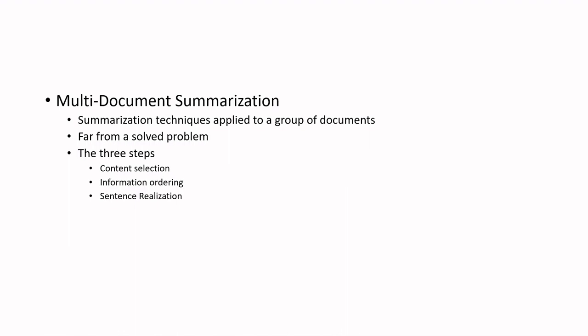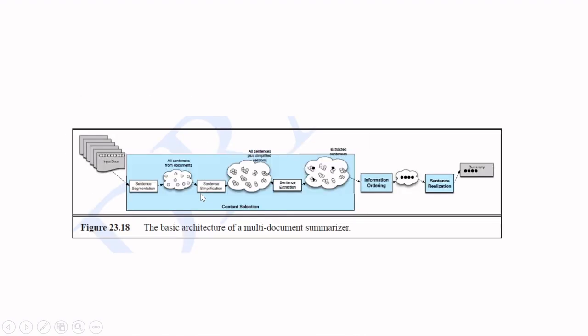Multi-document summarization, as we know, the summary has to be generated from a set of documents, and actually, this is still an area of research, and we can only provide a general idea about what is going on. The methods are still in the process of being refined. Okay, then the three steps involved are content selection, information ordering, and sentence realization. Okay, this is the basic architecture. The input is given, and the content selection, information ordering, and sentence realization are the steps involved.